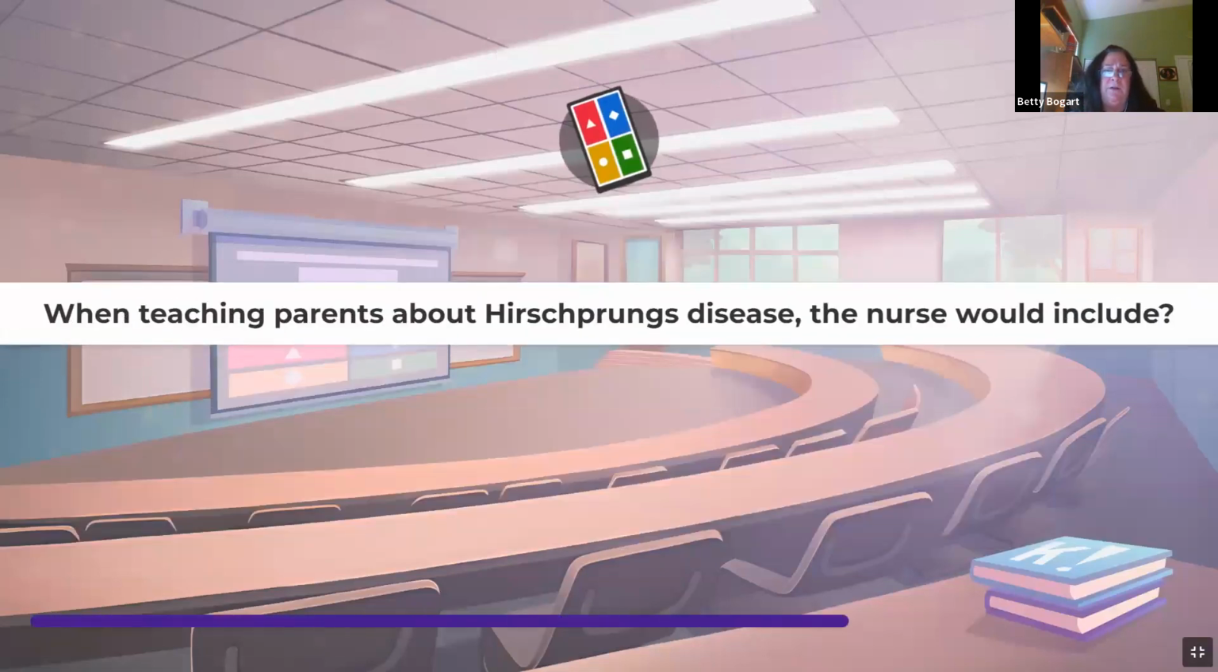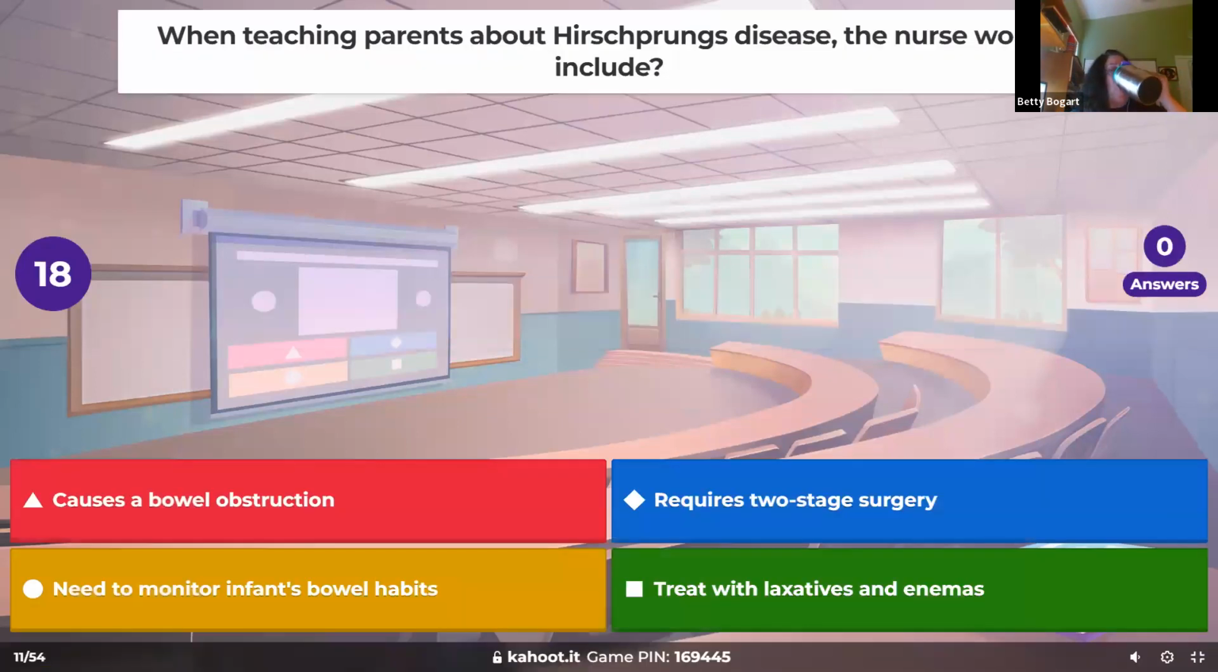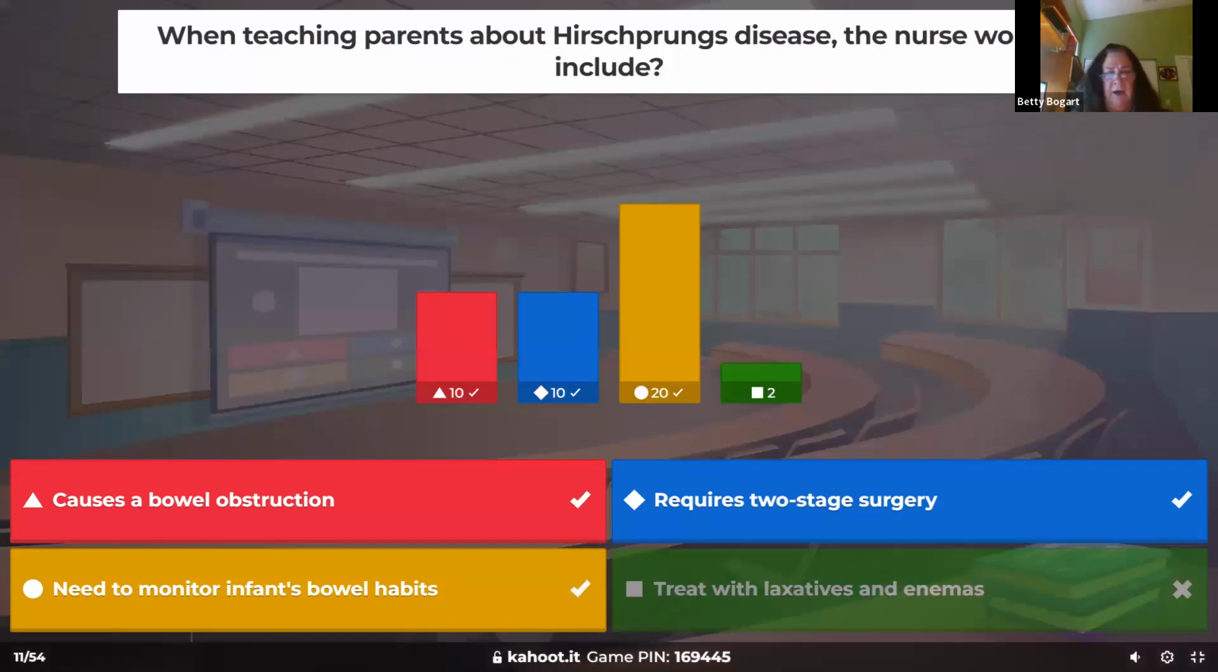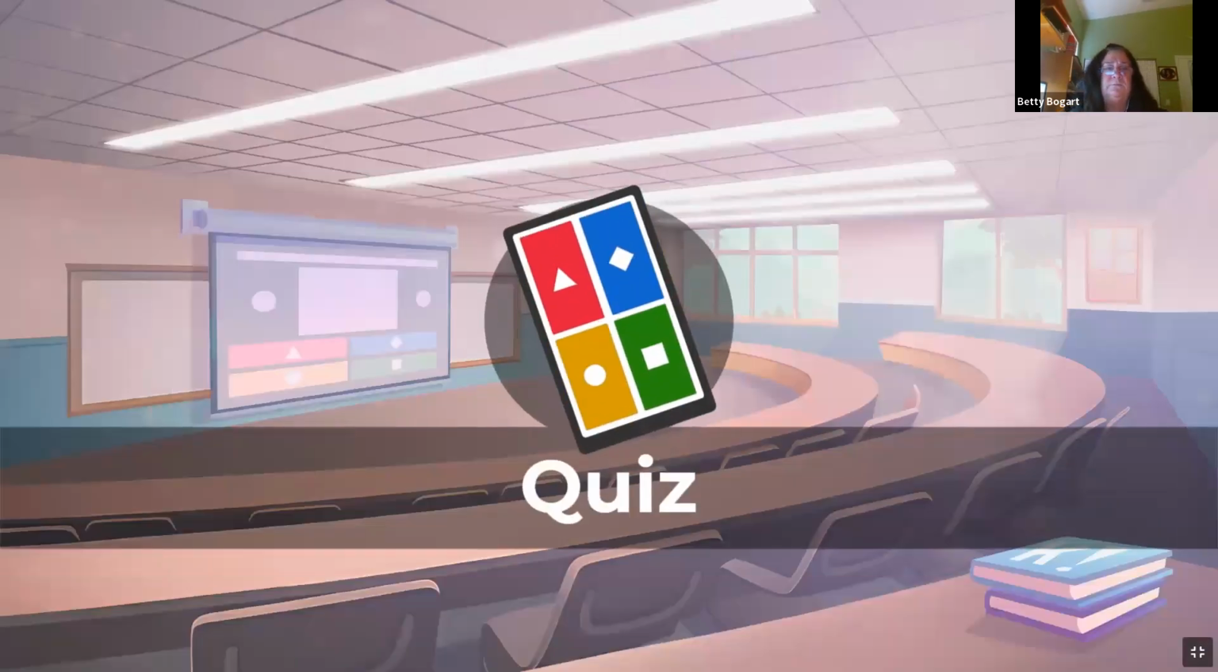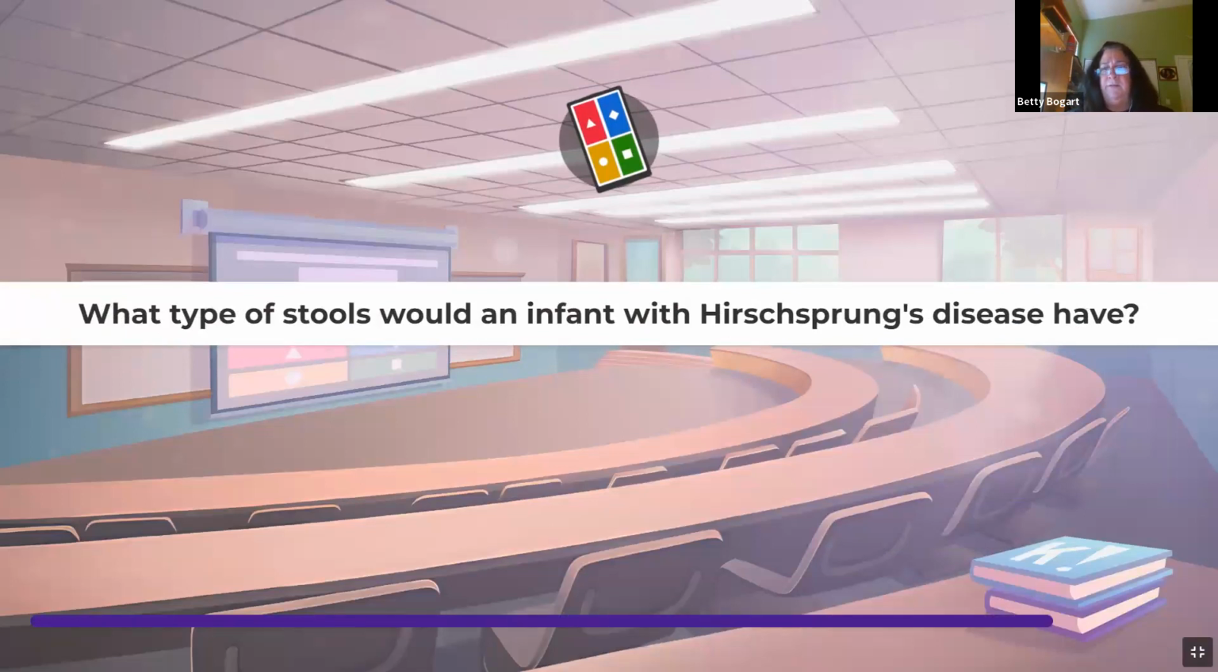When teaching parents about Hirschsprung's disease, the nurse would include what? Remember, one of the signs of Hirschsprung's is those little ribbon stools. It squeezes out that little end of that intestine. I look at it like icing on a cake, the little thing that you squirt and put there. But it does cause a bowel obstruction. You have to monitor those children, and it is a 2-stage surgery. We never treat anything in children with laxatives and enemas. We will do something more natural. If they're constipated, one time we'll give an enema to get it going, but it is not something we do consistently. What types of stool would an infant with Hirschsprung's disease have?